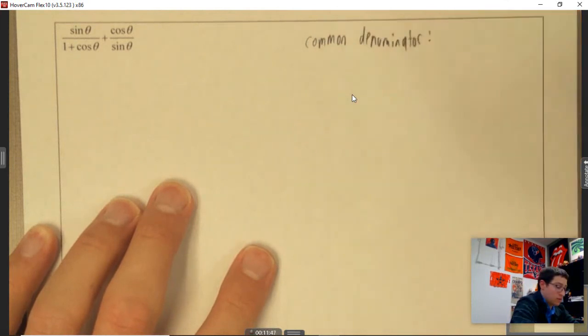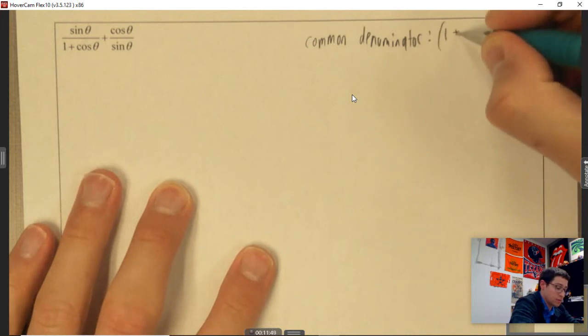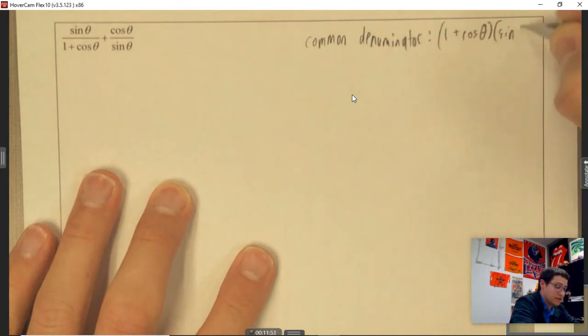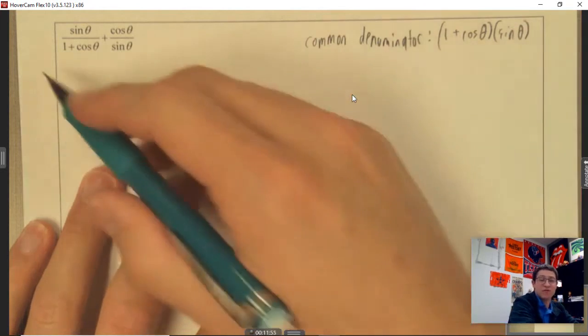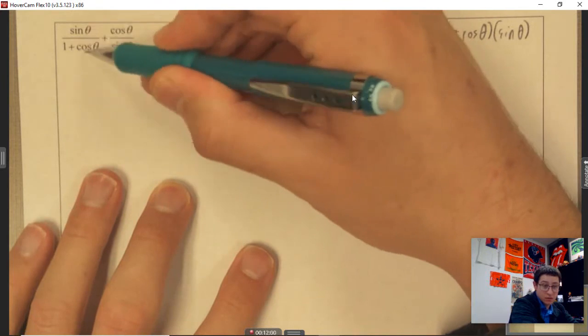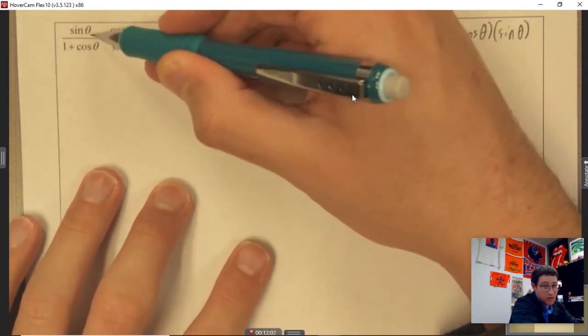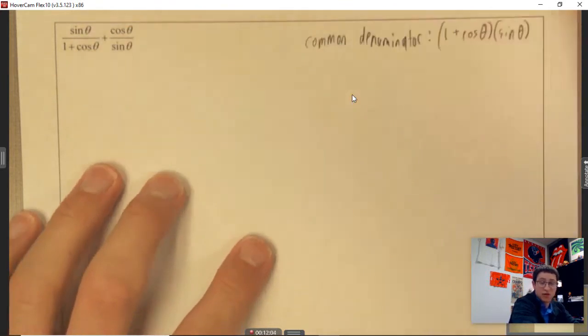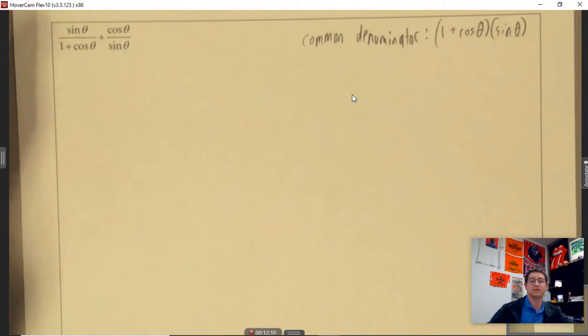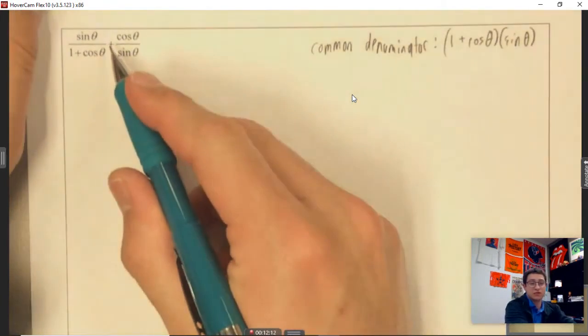You can write out the common denominator. It's 1 plus cosine of theta times sine of theta. So that's what I want on the bottom for both of my fractions. So I'm going to change the way this fraction looks. It's going to be the same fraction, just a different writing of it. And then the same with this one. Once I get that common denominator, then we can actually add those two things and perform the operation, because this is telling us to add these two.